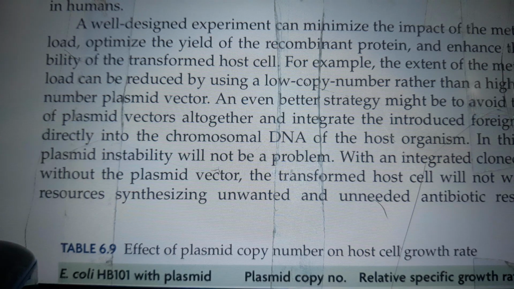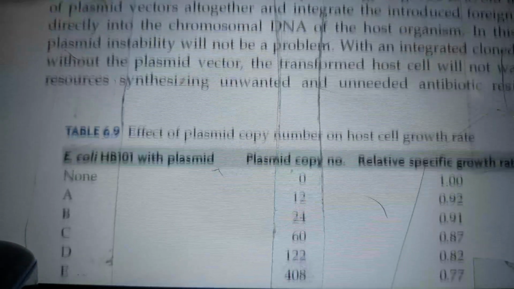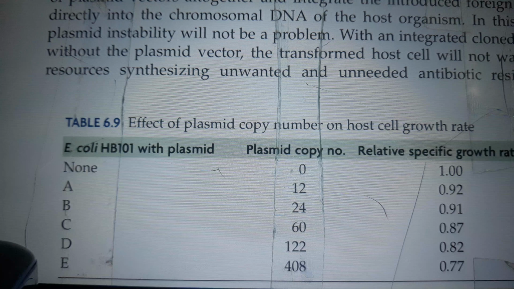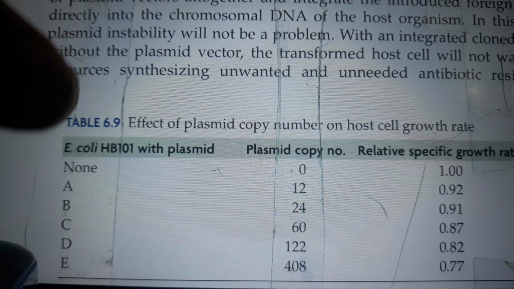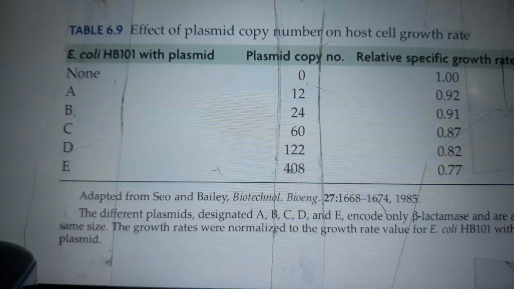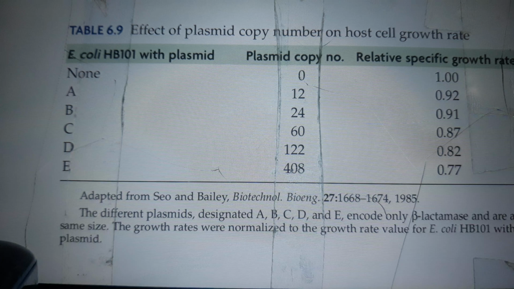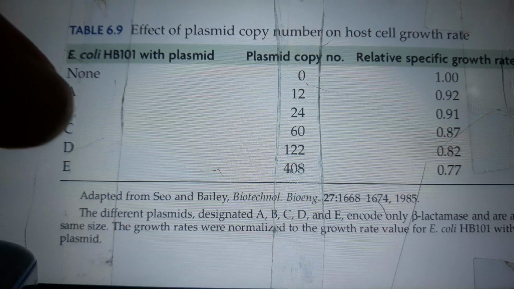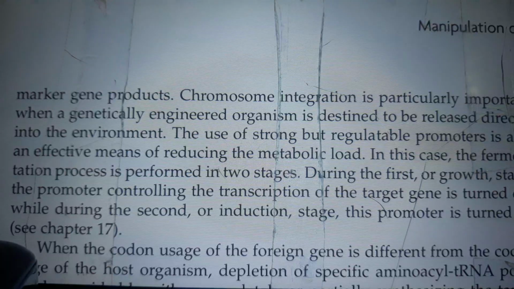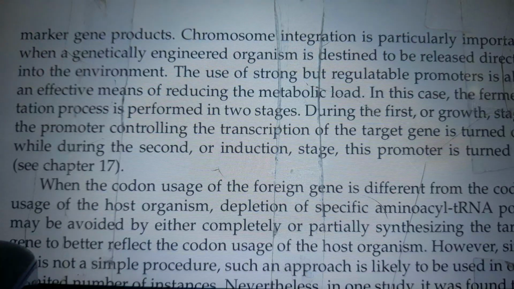Without the plasmid vector, the transformed host cell will not waste its resources synthesizing unwanted and unneeded antibiotic resistance marker gene products. Effective plasmid copy number on host cell growth rate: we see E. coli HB101 with plasmid copy number and relative specific growth rate. Chromosome integration is particularly important when a genetically engineered organism is destined to be released directly into the environment.